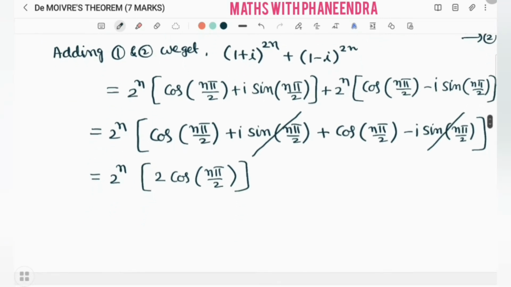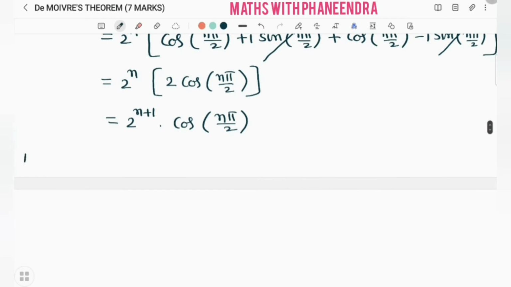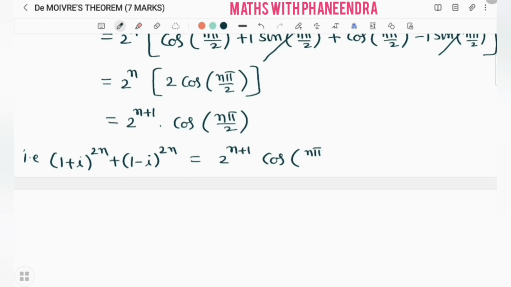So again the bases are equal, so the powers should be added here. 2 power n plus 1 into cos n pi by 2, which is the required RHS. That is, (1 + i) whole power 2n plus (1 - i) whole power 2n is equal to 2 power n plus 1 into cos of n pi by 2. We'll move to the next question, dear students, and you have to practice this question also. I will give it.